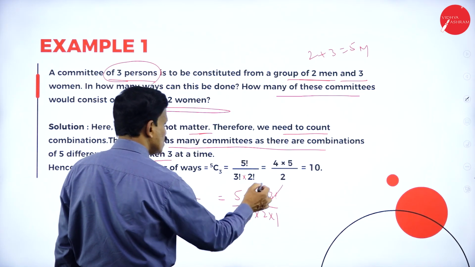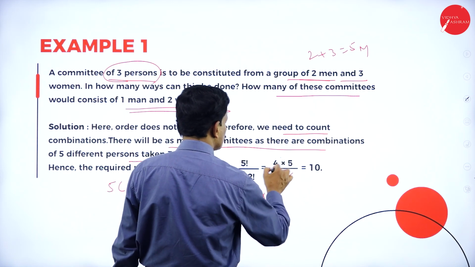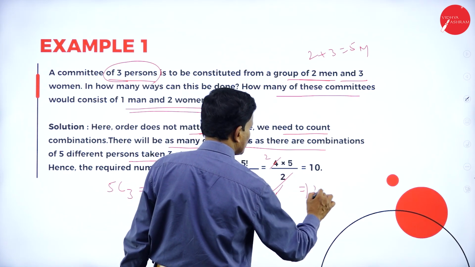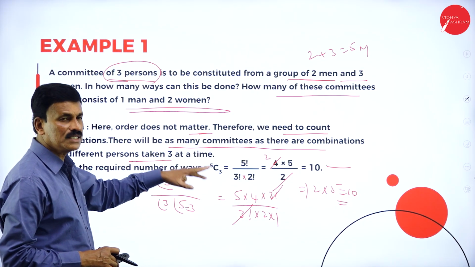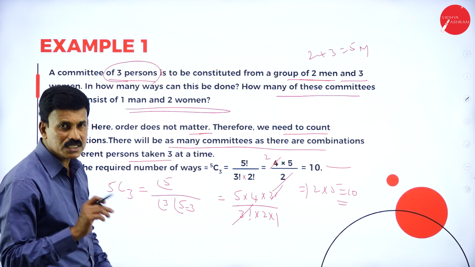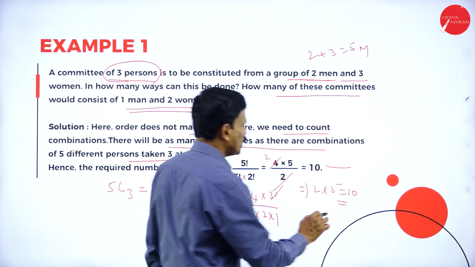These 2 get cancelled. 5 into 4 divided by 2, the 2's get cancelled. 2 into 5, that is equal to 10. So 5 different persons taken 3 at a time can be constituted in 10 ways. So these are 10 ways.